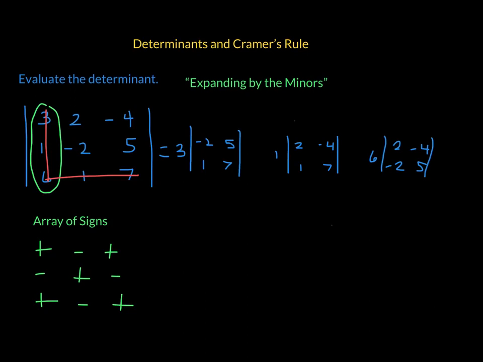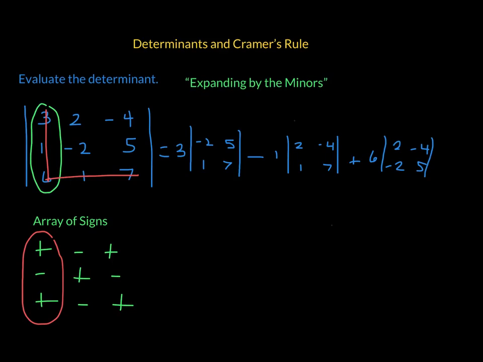Now, we chose to expand by the first column, did we not? This is what we expanded by. Therefore, we will be adding this first value, subtracting the second value, and then adding the third. Do you see that? Whether I'm adding or subtracting depends upon the array of signs, okay? So the array of signs will tell you the operations.